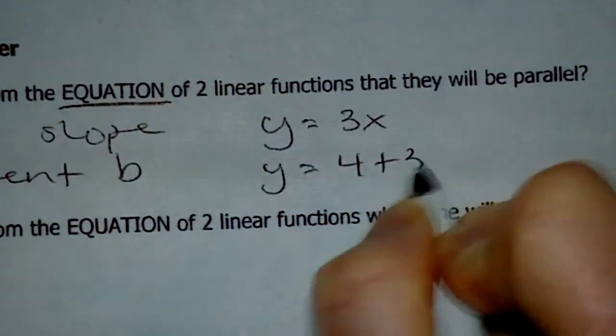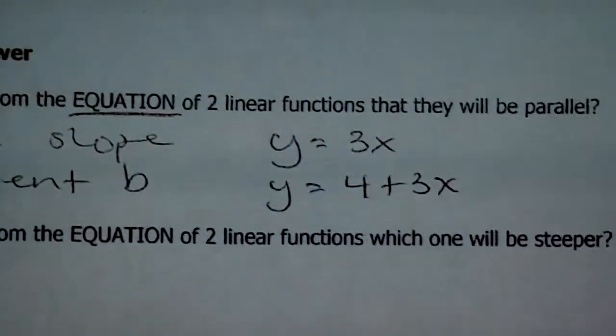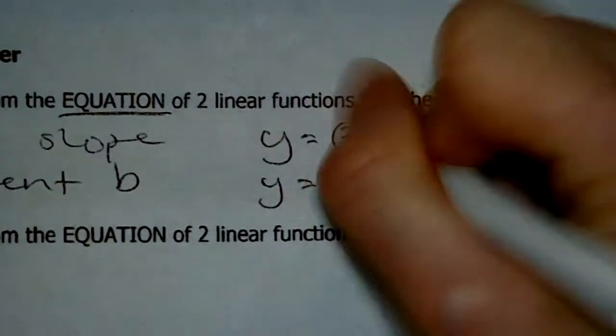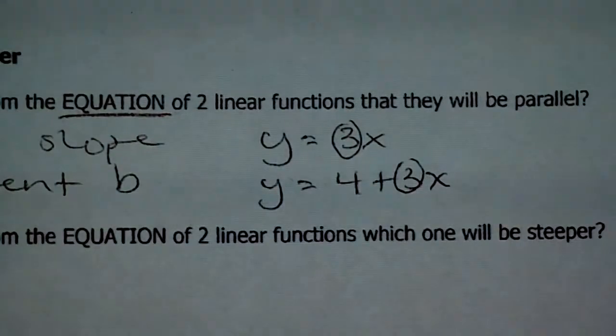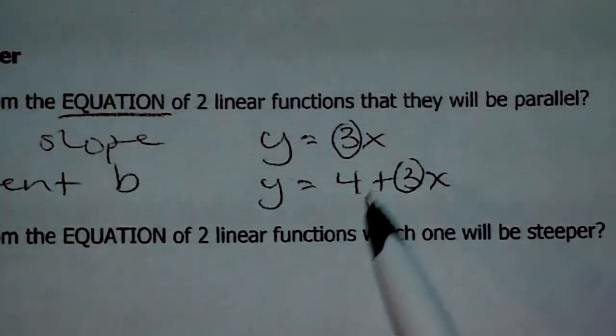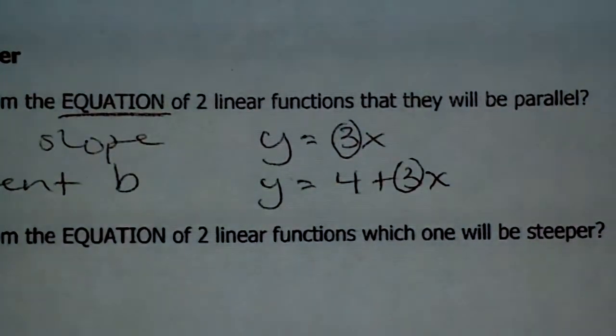Same slope, different b. So all you have to do, if I said, hey, is y equals 3x and y equals 4 plus 3x, are those equations parallel? You would say, yes, they are, because they have the same slope. So all you have to do to determine if two equations are parallel is look at the coefficient of x. If it's the same, they're parallel, as long as they're not the same exact equation. 3x and 3x aren't parallel. They're right on top of one another. That's not parallel. Parallel lines aren't allowed to touch.